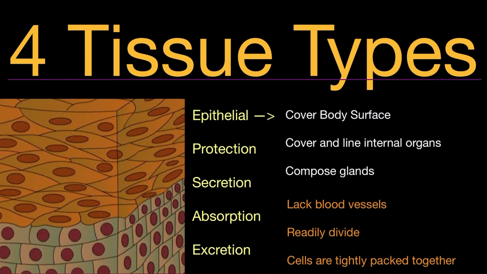These cells are going to be covering the body's surface, like they make up the skin, and they cover and line internal organs, and they compose glands. One of the things about them is that they lack blood vessels, so they have to get their blood supply through diffusion outside of blood vessels, and they readily divide, and the cells are tightly packed together.